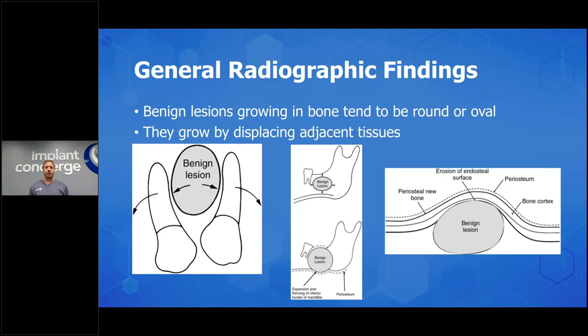This is one of the main characteristics that you're going to find with tumors. You're going to have more displacement of structures. The cortical outline is going to be displaced. The teeth are going to be displaced. The mandibular canal as well, versus a cyst, which is just going to wrap around structures and wrap around the tooth.